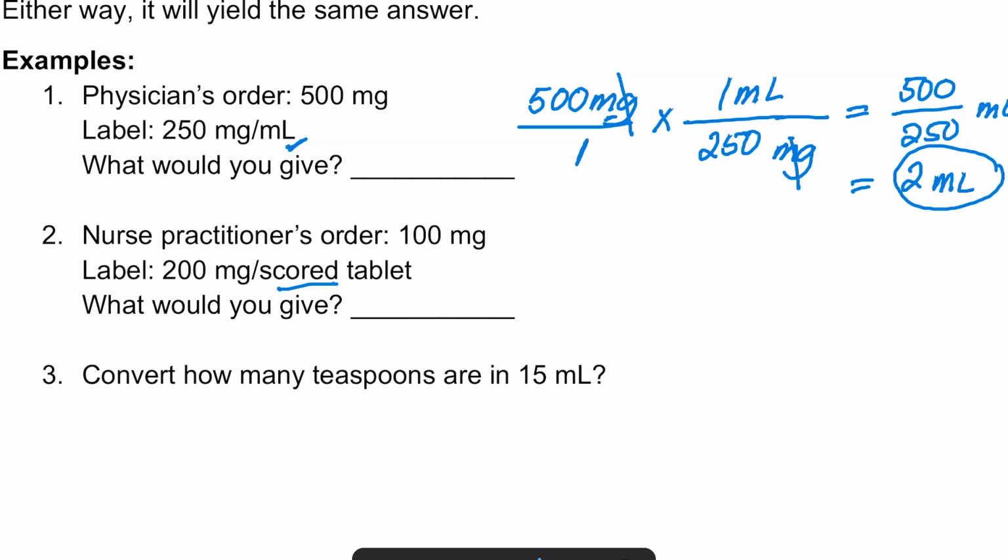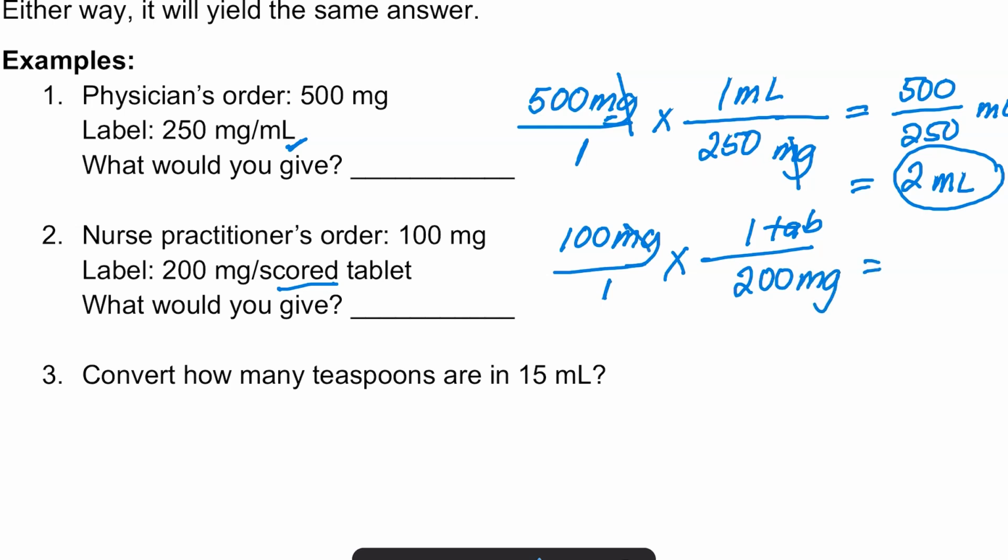So I start with my order, 100 milligrams over 1. Multiply it by whatever we have. So what we have is, for every tablet, there are 200 milligrams, right? Because this cancels out, we want to be left with tablets. And so we know 100 over 200 tablet. So basically 100 divided by 200, we have 0.5 tablet.